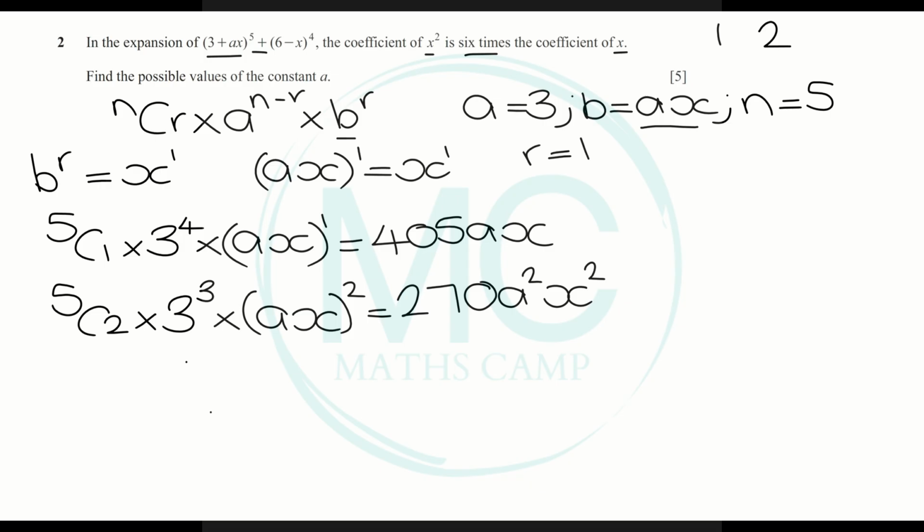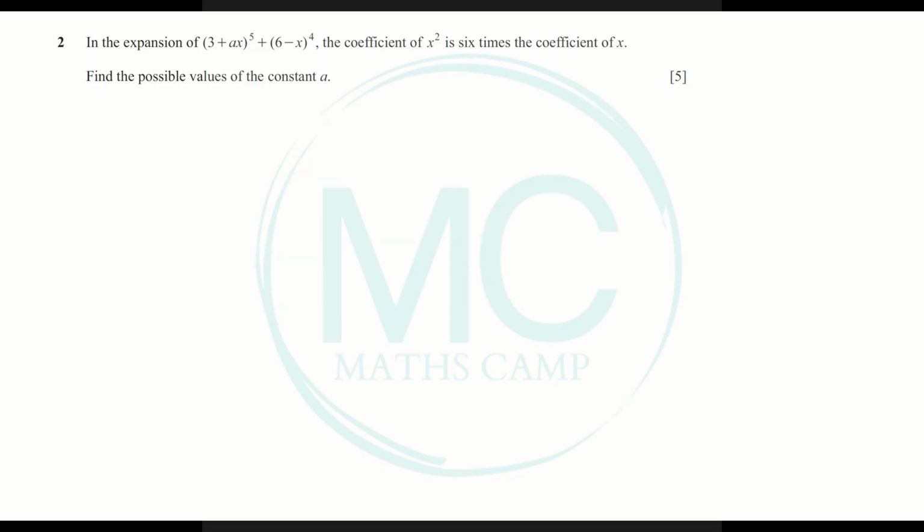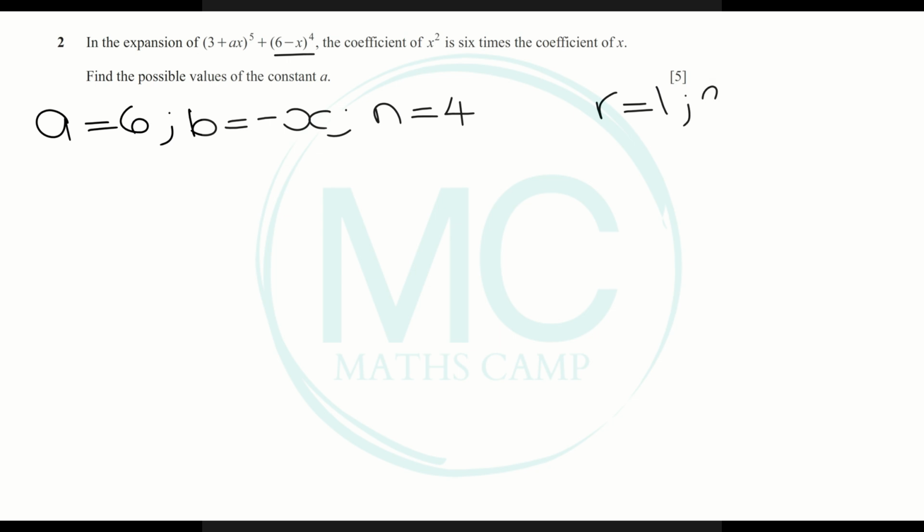Now let's look at our second bracket. Let's make some space. We're looking at 6 minus x. In this case, a is 6, b is negative x, and n is 4. Again, b is our only x term, which means that the values we are looking for in terms of r will be the exponents of x. So again, we're looking for r values of 1 and 2. Let's start when r is 1.